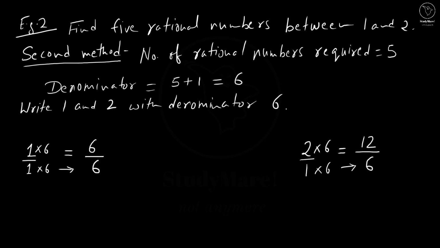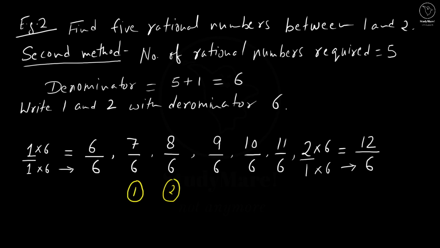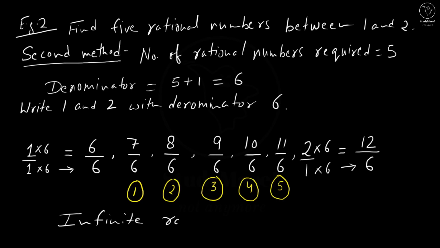So let us fill the gap between 6 and 12 with denominator 6. We get 7 by 6, 8 by 6, 9 by 6, 10 by 6 and 11 by 6. We can observe that these rational numbers are different from what we got by using the first method. Doesn't mean either of these solutions is wrong. Rather, both are correct, because we have infinite rational numbers between any two given rational numbers. You can get a different set of rational numbers and I can get a different one, depending on how we solve and the numbers which we consider in our solution.